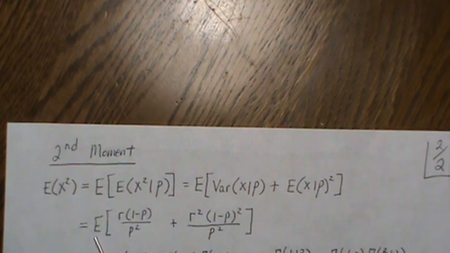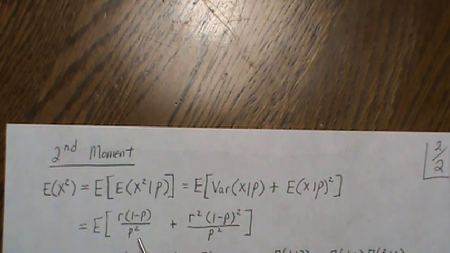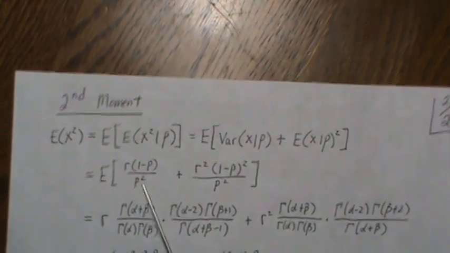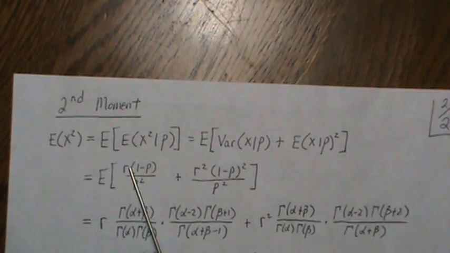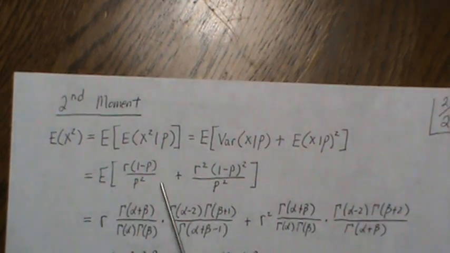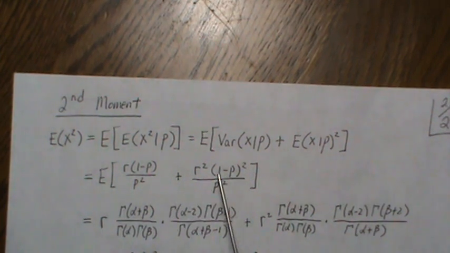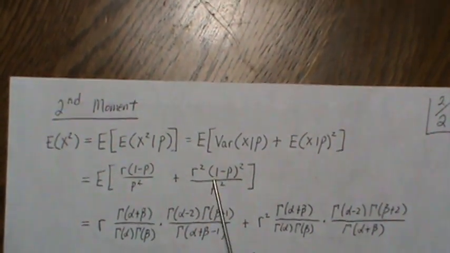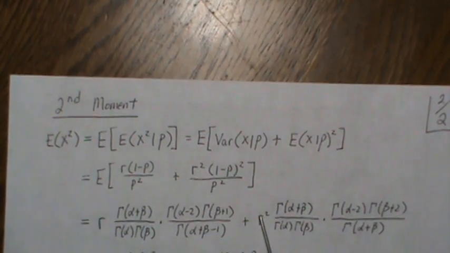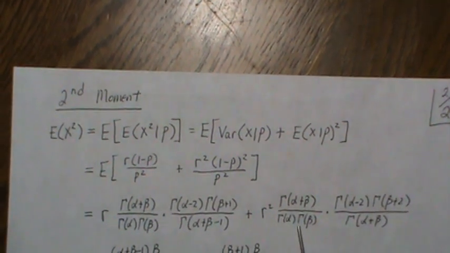And now this expectation is in terms of the p. And so we're going to get a beta distribution back. So I'm actually going to skip some steps here. So this p comes up to p minus 2, and this is p minus 2. And then we take the expected value, so it's this times the beta density plus this times the beta density, integrated over 0 to 1. And then we get this for this term, and over here we get this term, so the r squared.